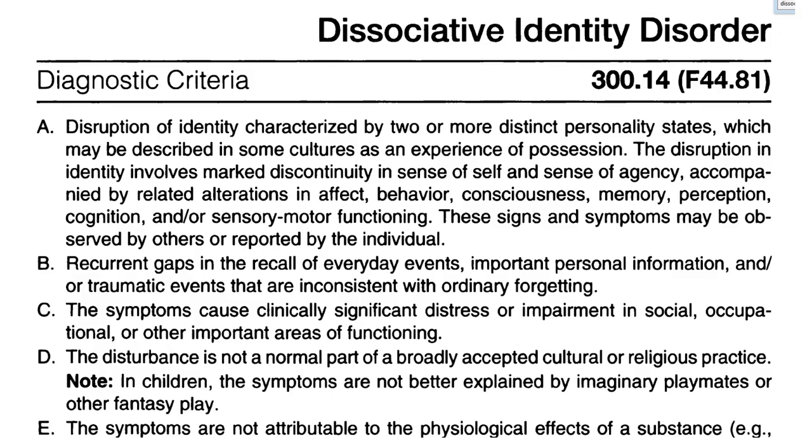Criterion B is that there are recurrent gaps in the recall of everyday events, right? So that might be a type of dissociative amnesia or repressed memories, but it might also be just individuals thinking back and thinking, well, my memory is discontinuous, so therefore I think I've got some pathology, right? So recurrent gaps in important personal information and/or traumatic events that are inconsistent with ordinary forgetting. So this is a little bit like dissociative amnesia: the idea that there are gaps in memory, but it's not due to ordinary forgetting, and it's connected to trauma.